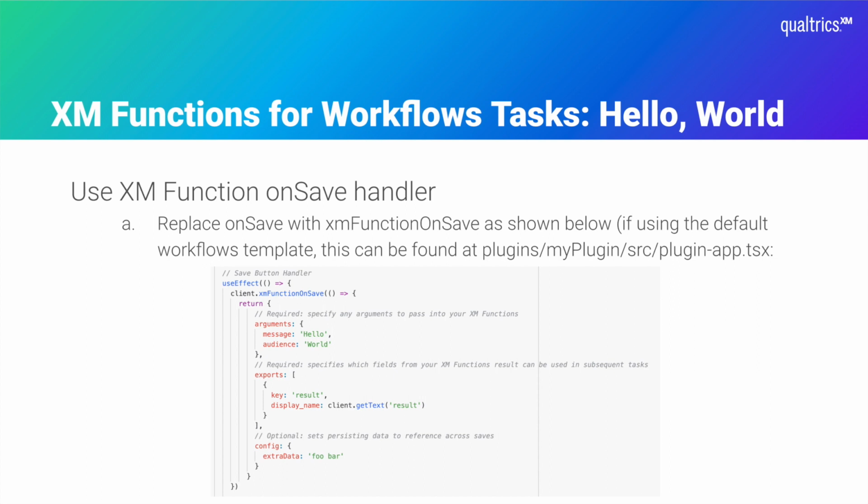Exports defines the fields available to subsequent tasks in your XM functions. So, for example, if your XM function returns the result key, if we add the key to the exports array, that will then be available in tasks to chain together with your XM functions. And finally, we can set an optional config object. This works the same as the normal onSave function, and allows us to persist data across multiple saves.